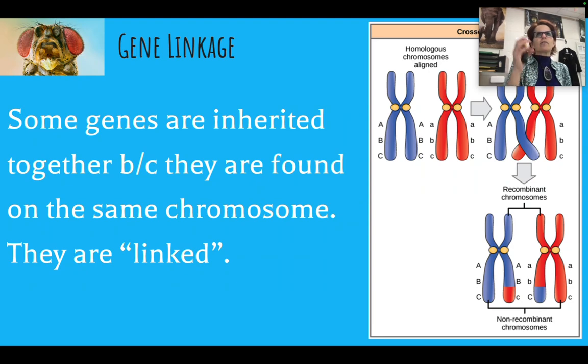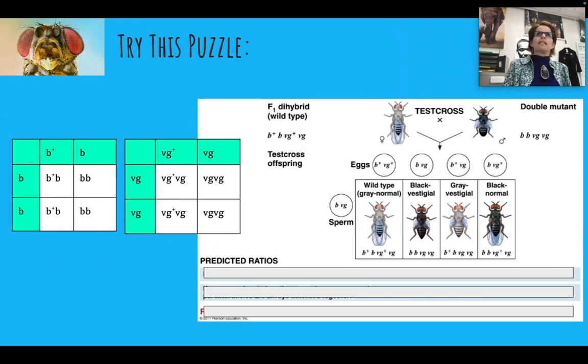Okay, and then gene linkage, we mentioned it a moment ago and now we're saying it again. That's the idea that some traits are actually on the same chromosome, so they are linked. Mendel didn't know anything about chromosomes, so he didn't know that sometimes traits are inherited together because they're on the same chromosome. The part that gets tricky is that they can cross over, so sometimes they can be unlinked during crossing over. So try this puzzle.